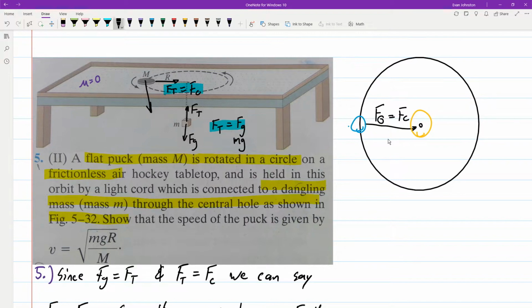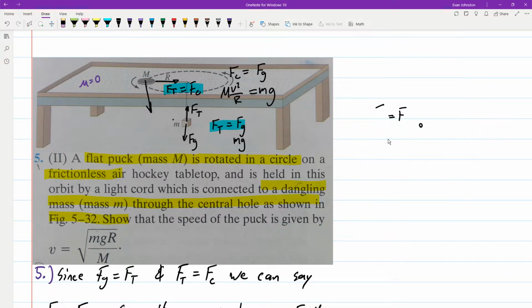And so I can go ahead here and say that force centripetal equals force of gravity. Now, an important distinction here is that the centripetal force is on the big mass. The force of gravity is on the little mass. And so now we can plug in, and we would say that it would be big M times V squared over big R, I'm trying to use the same symbols that are given in the problem, is equal to little m times G.